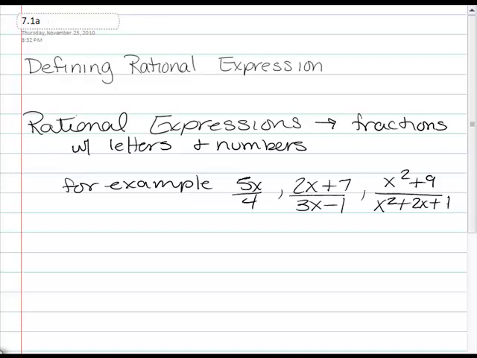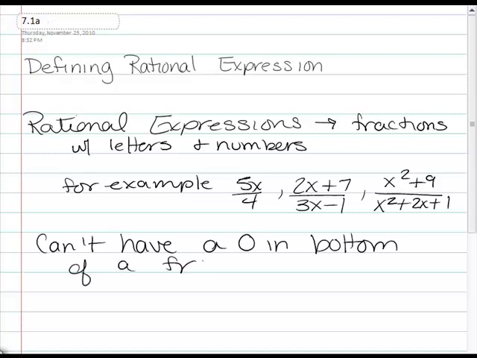Now, what happens with rational expressions is you'll notice that in two of the examples, we've got variables in the bottom of our expression. We learned in elementary school that we could never divide by 0. So we cannot have a 0 in the bottom of a fraction. So what we're going to look at in 7.1 is something called restrictions.